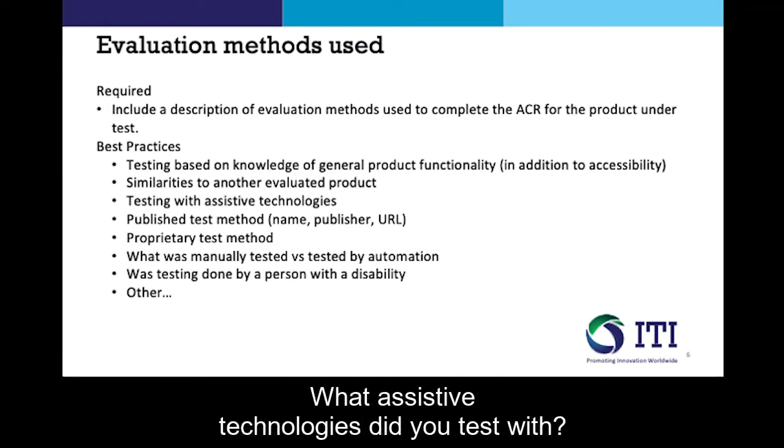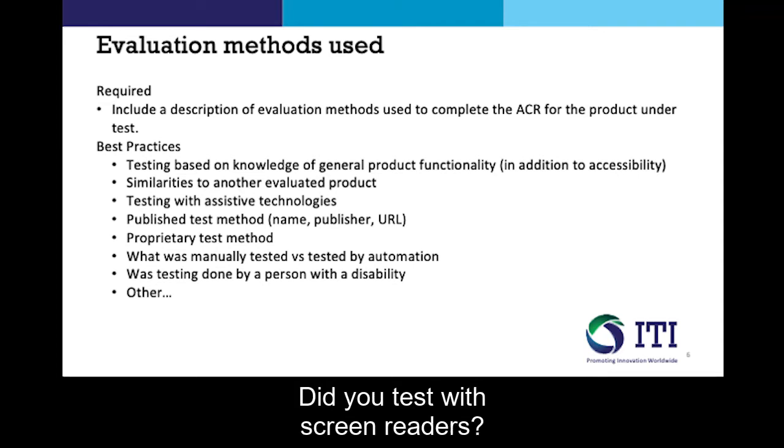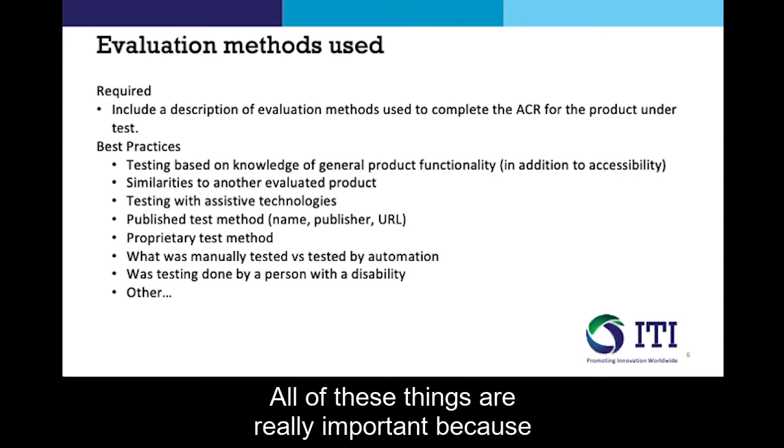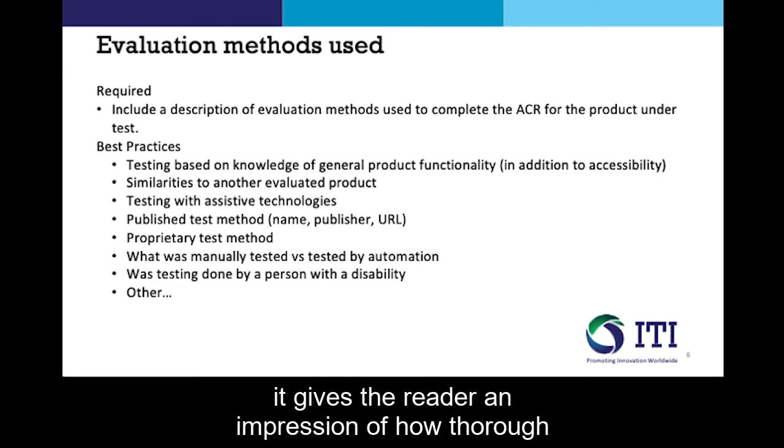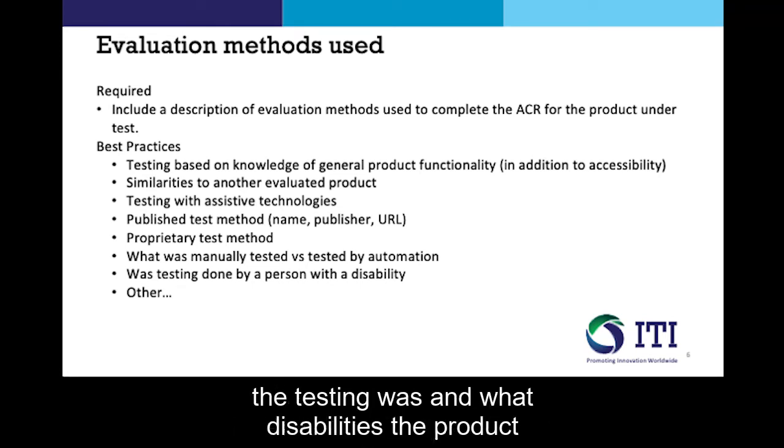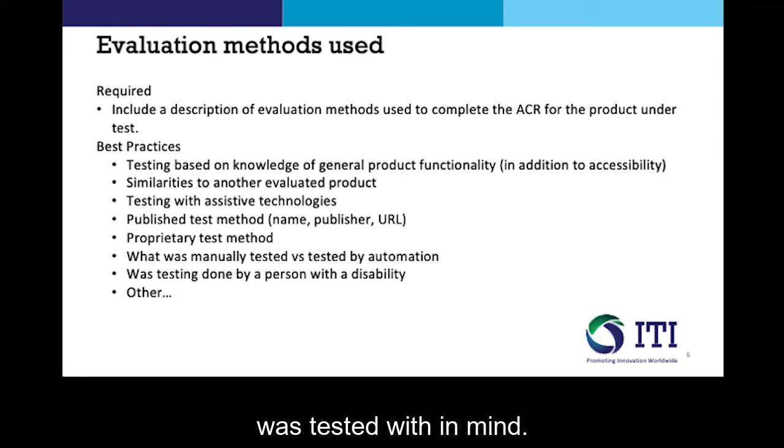What assistive technologies did you test with? Did you test with screen readers? Did you test with a switch? Did you test with a keyboard? All of these things are really important because it gives the reader an impression of how thorough the testing was and what disabilities the product was tested with in mind.